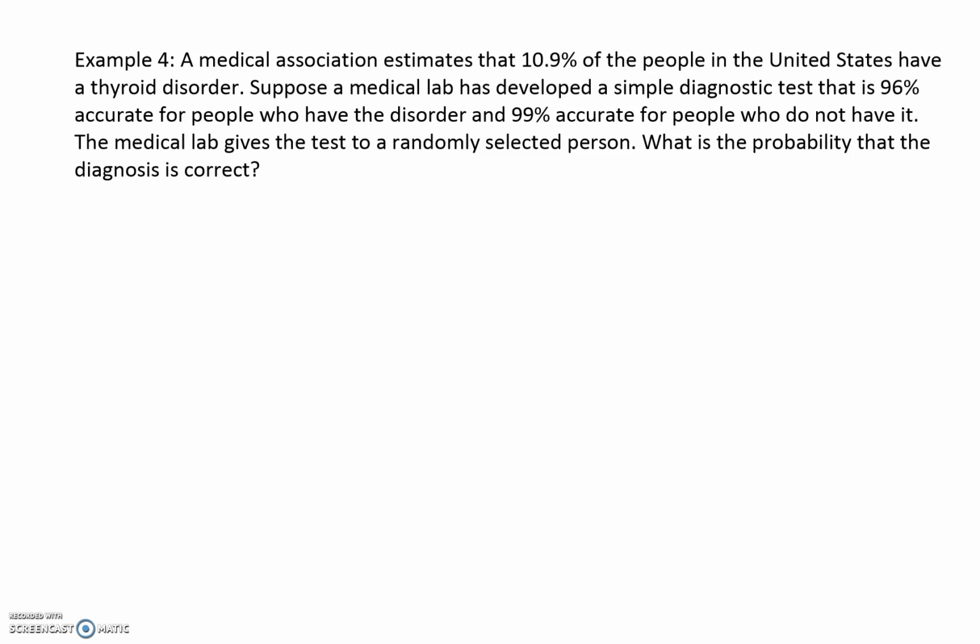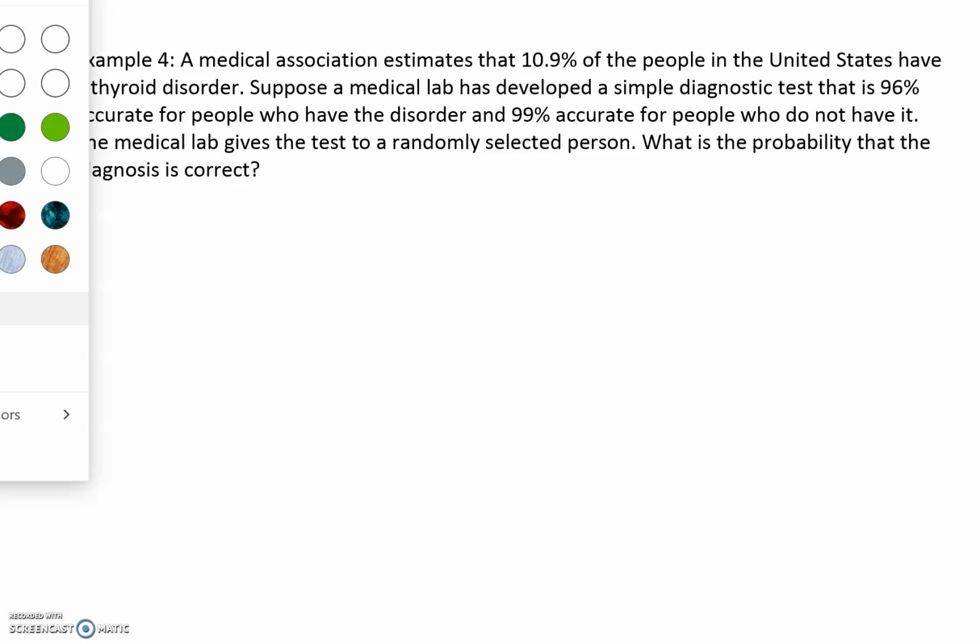So a medical association estimates that 10.9% of the people in the US have a thyroid disorder. Suppose a medical lab has developed a simple diagnostic test that is 96% accurate for people who have the disorder and 99% accurate for people who do not have it. The medical lab gives the test to a randomly selected person. What's the probability that the diagnosis is correct?